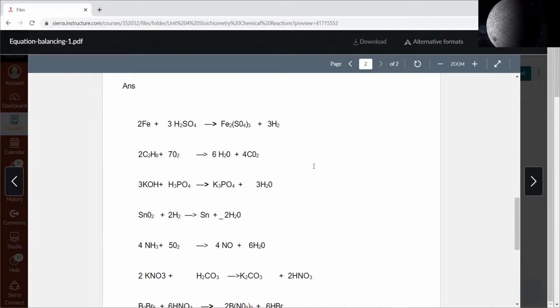Class, I'm going to do an extra credit problem on balancing. I forgot whether I put it on Canvas yet or not. I think it's called extra credit.